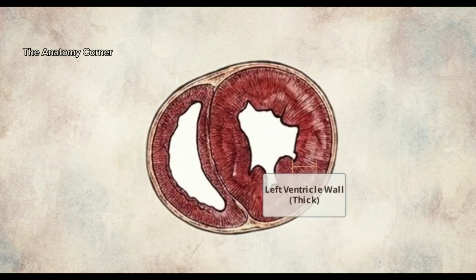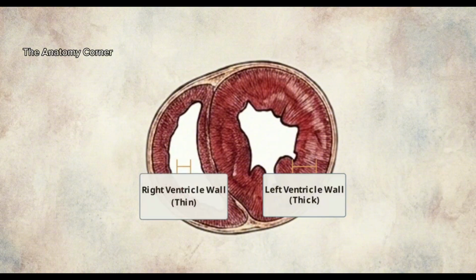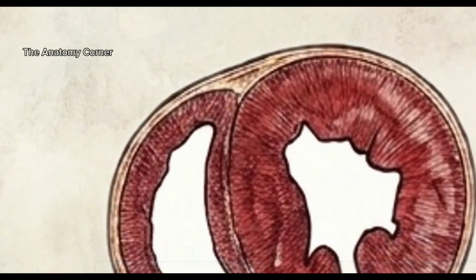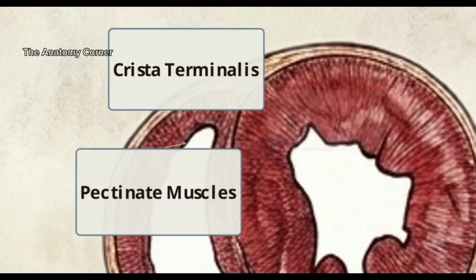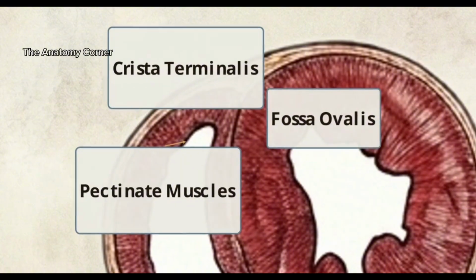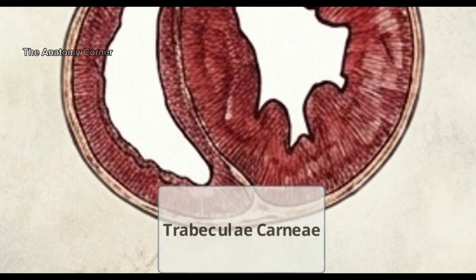The left ventricle drives blood through the entire systemic circulation, requiring immense muscular thickness. The right ventricle only pumps to the nearby lungs, so its walls are significantly thinner. Inside, the right atrium features the crista terminalis ridge, pectinate muscles, and the fossa ovalis depression.